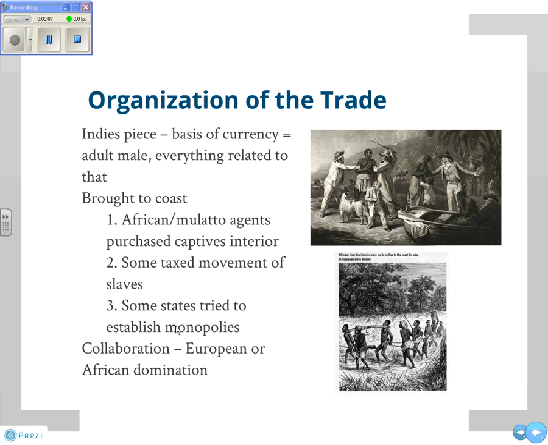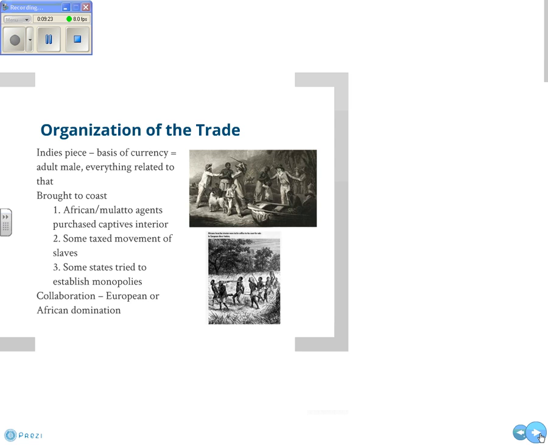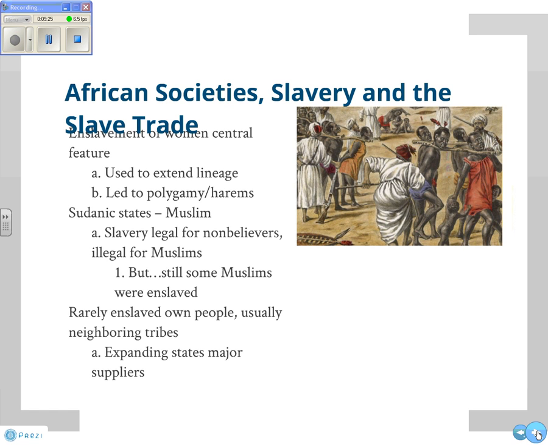Some Africans are clearly gaining on this slave trade, while the Europeans are clearly gaining on this slave trade. Okay? So next up, what about African society, slavery, and the slave trade? What were some of the unique aspects of African servitude? All right, first of all, this is African servitude.